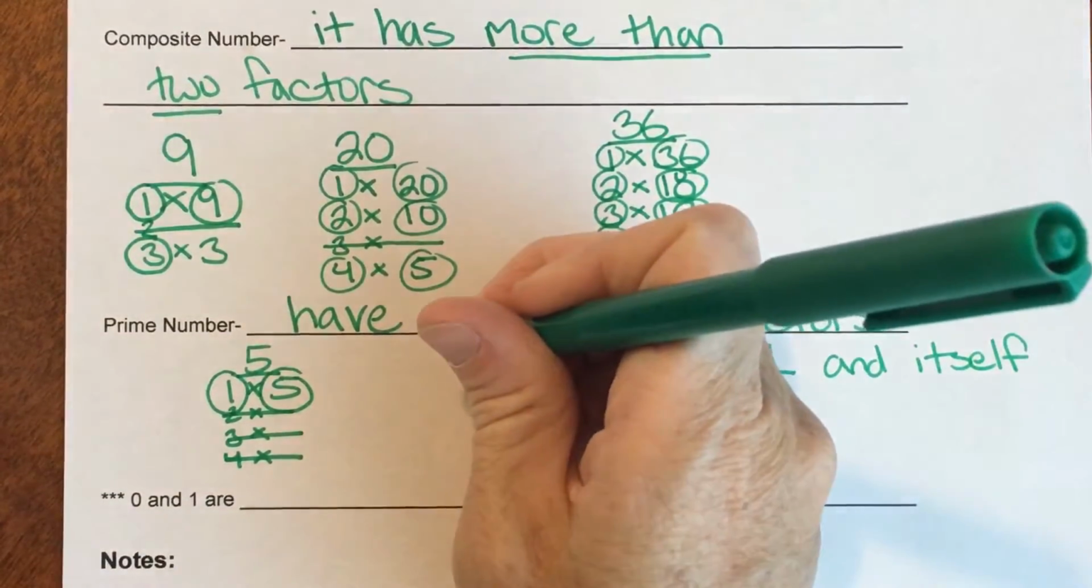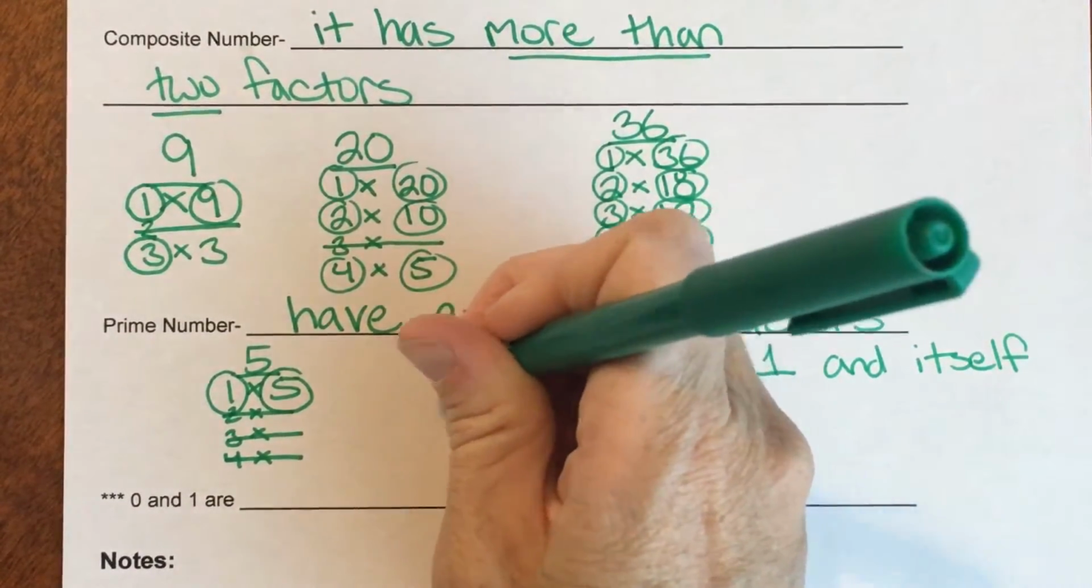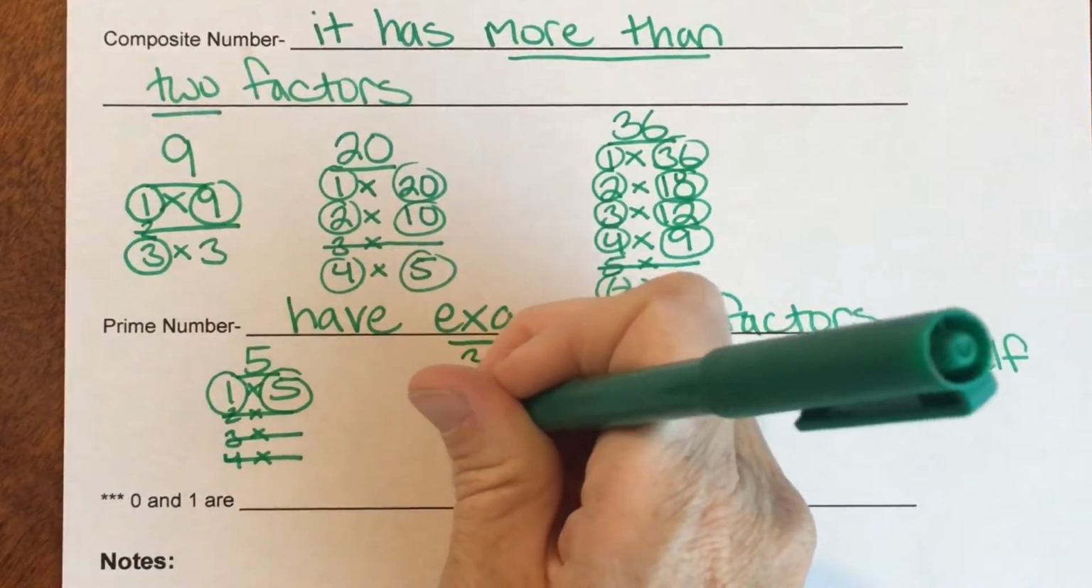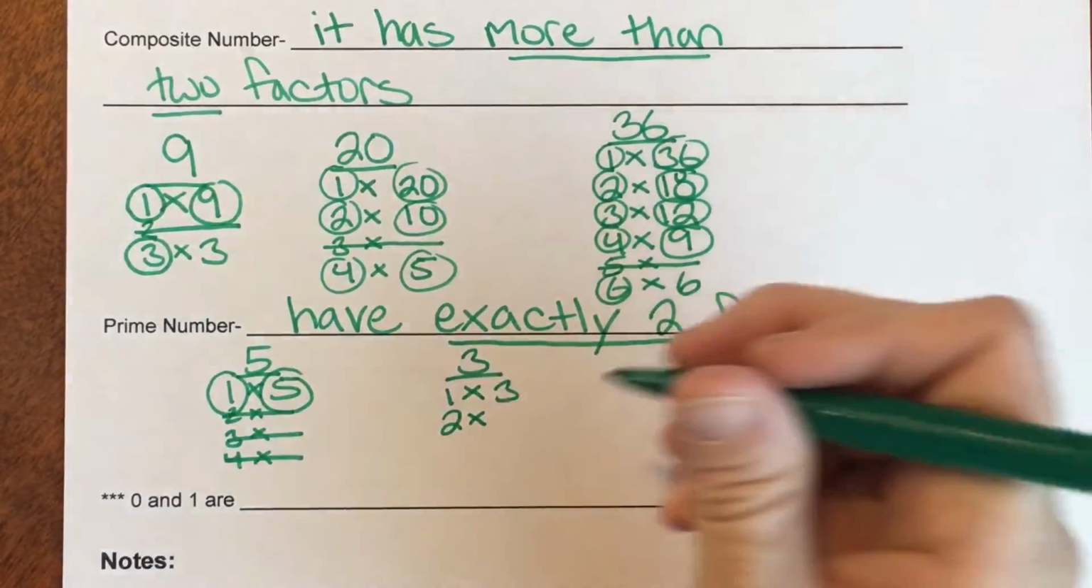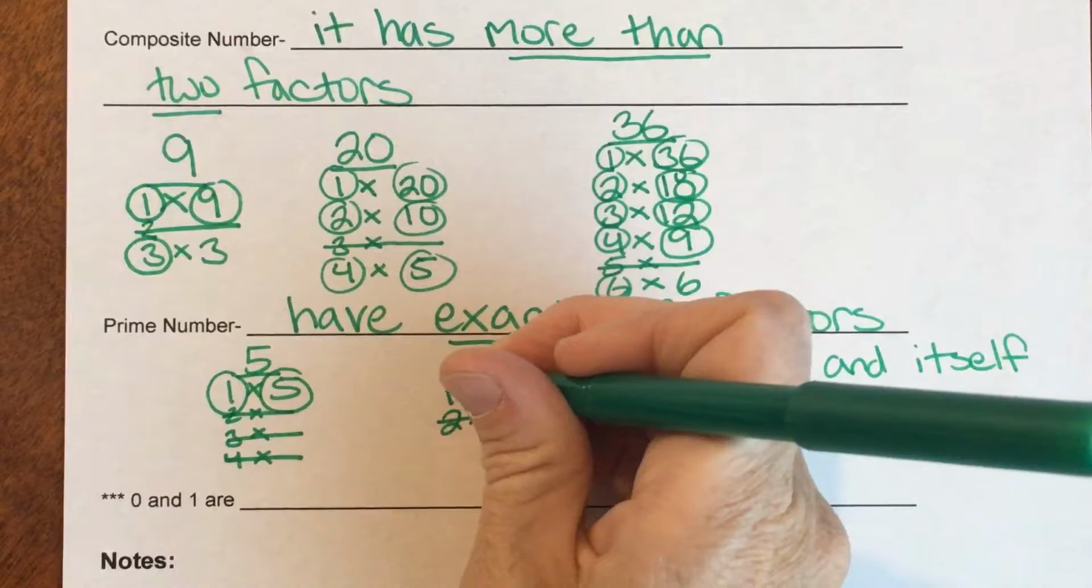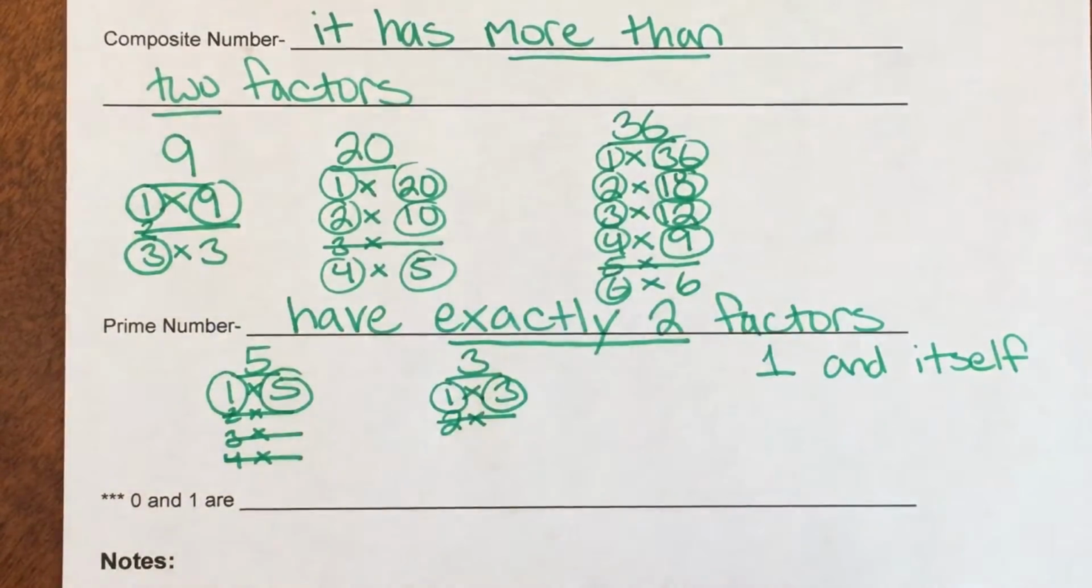Okay, so let's try another number like 3. 1 times 3, 2 times doesn't work, and 3 would repeat. So that tells me I can stop. So again, it only has 1 and itself.